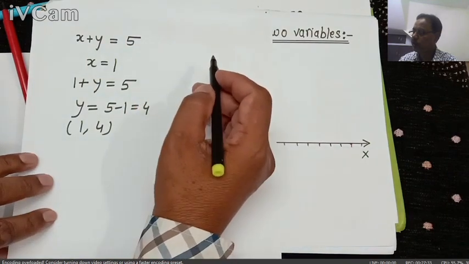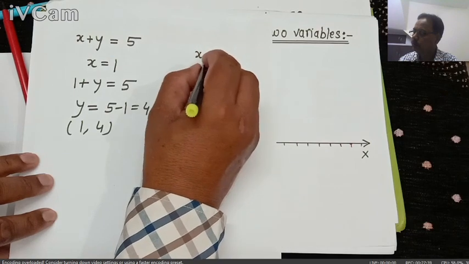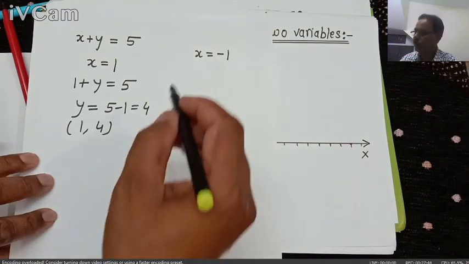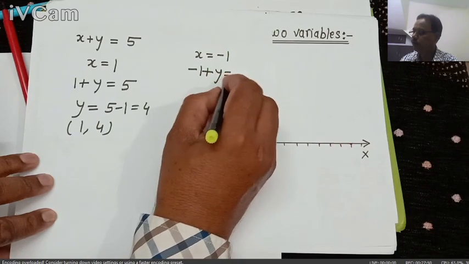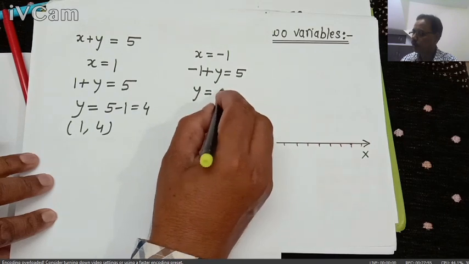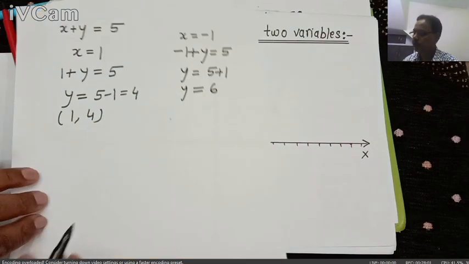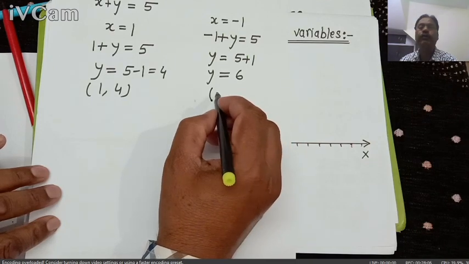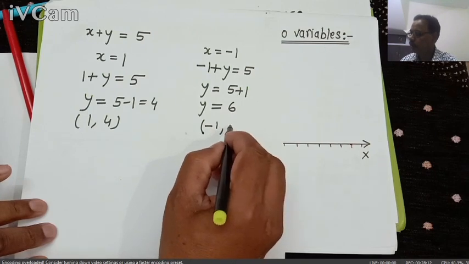Now we are coming to the second solution. For the second solution we can put x equal to minus 1. In place of x we are putting minus 1. So it will be minus 1 plus y equal to 5. So y will be equal to 5 plus 1, so y will be equal to 6. We have got the second solution, which we write in the form of coordinates as (minus 1, 6).